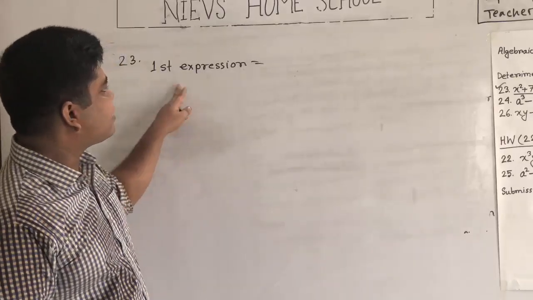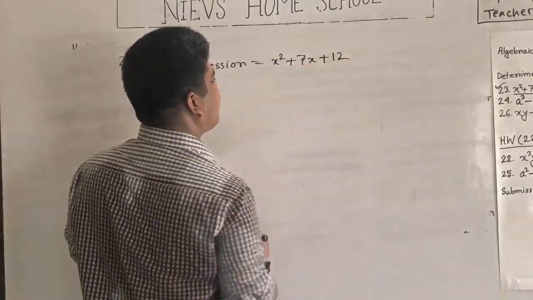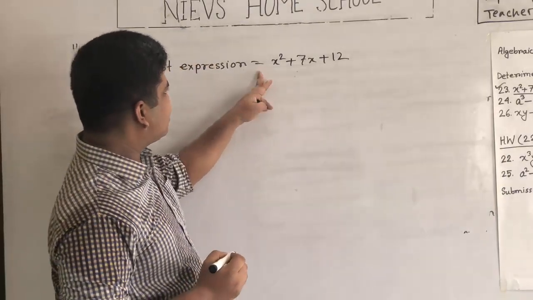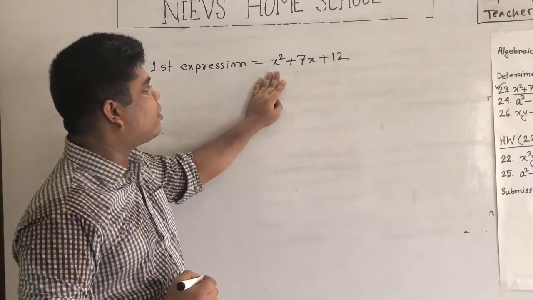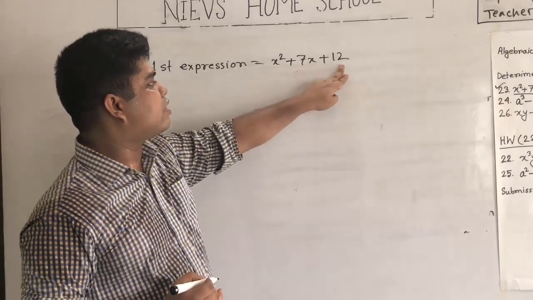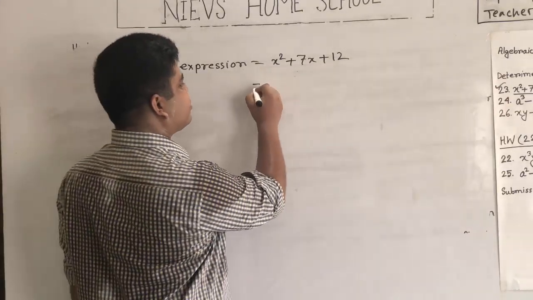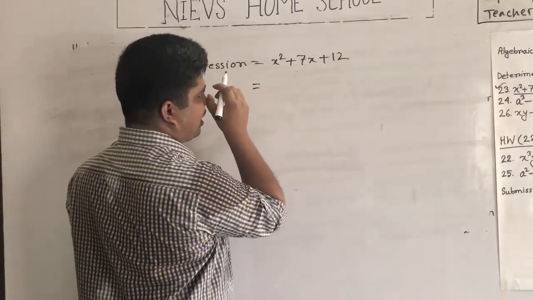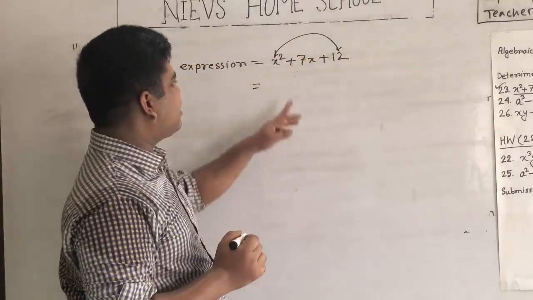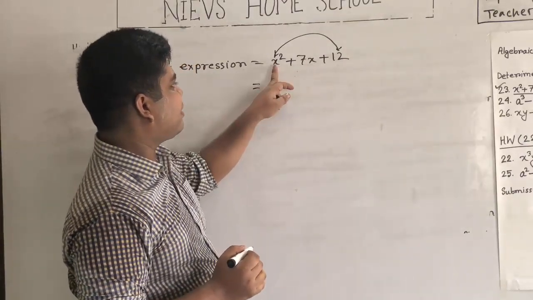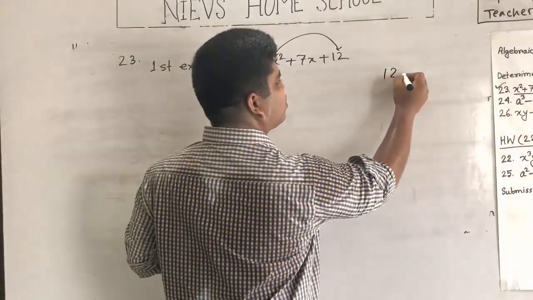Okay. So first of all, the first expression is x square plus 7x plus 12. As we want to resolve it into factors, at first we check whether any number is common or not. From this expression we notice there is no common number. So we apply the middle term break method. At first we multiply the first term with the last term. That means x square with 12. That means it will be 12x square.